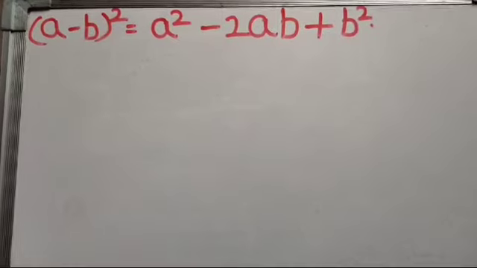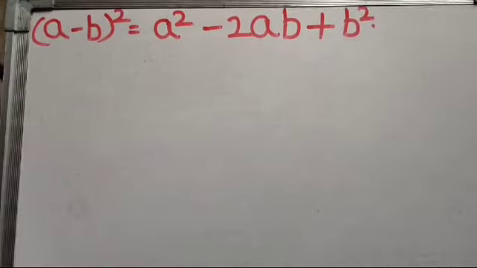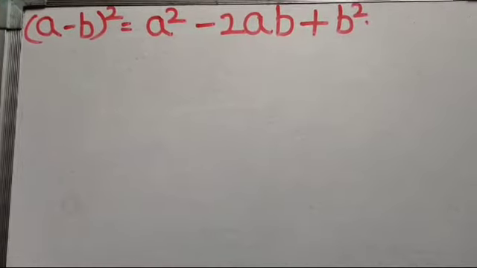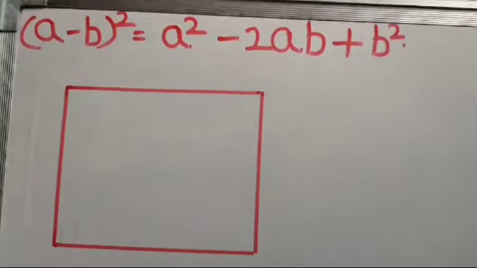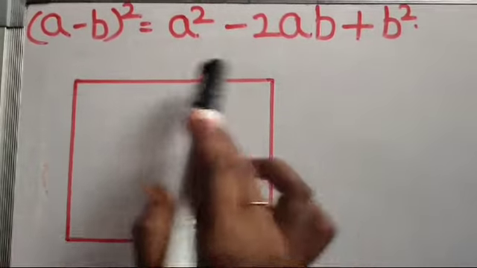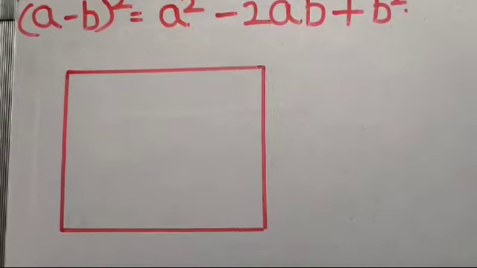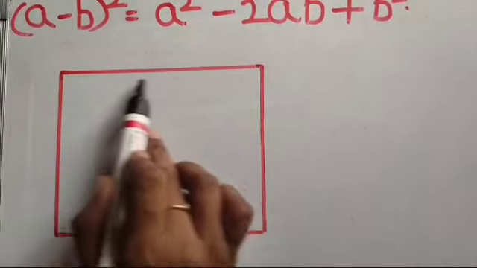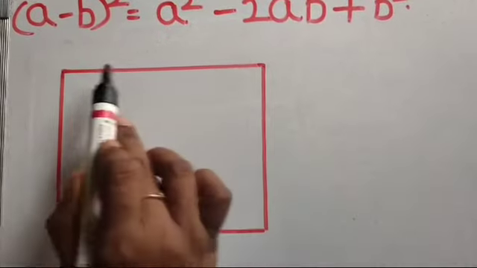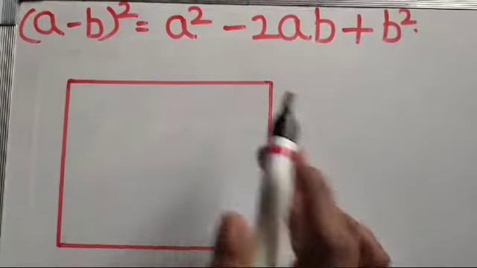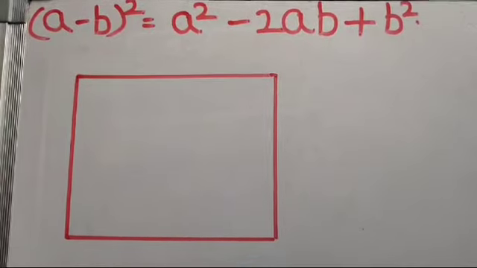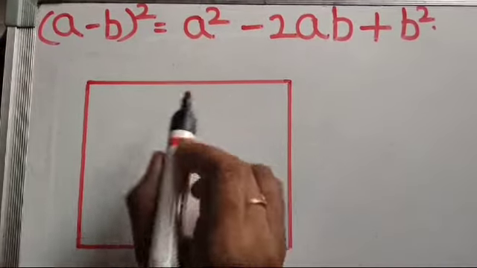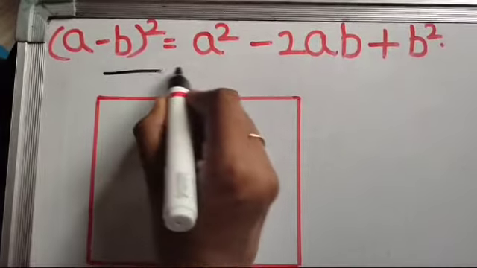We have to draw a square first. So let us draw a square. Now take a square, and the length of each side, that means all the lengths in a square, are equal. So the length of the side must be equal. So here I am taking the length of the side as A.